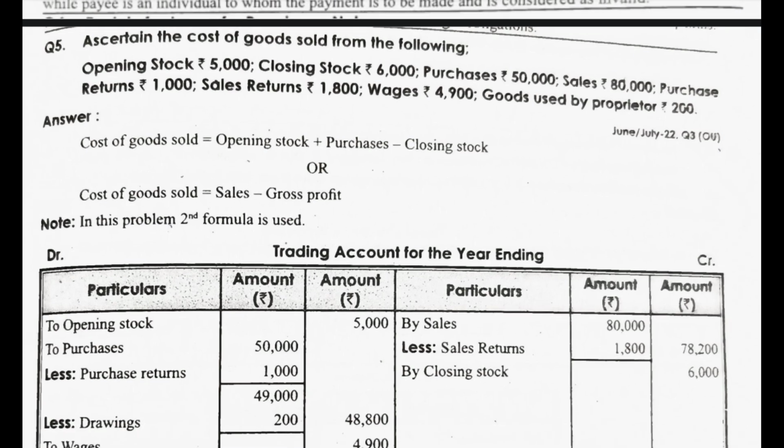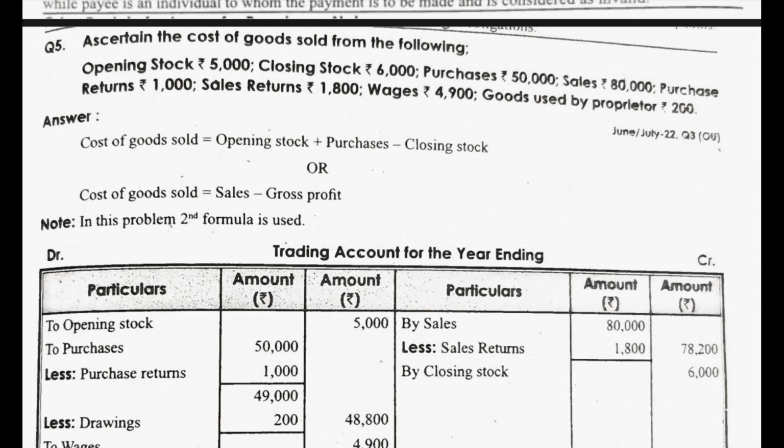Now next question we have, ascertain the cost of goods sold from the following. Cost of goods sold, we have to find it. For the cost of goods sold, actually the formula is opening stock plus purchases minus closing stock, if this information is given to us. If sales value is given, then sales minus gross profit. These are the two formulas to find out the cost of goods sold.